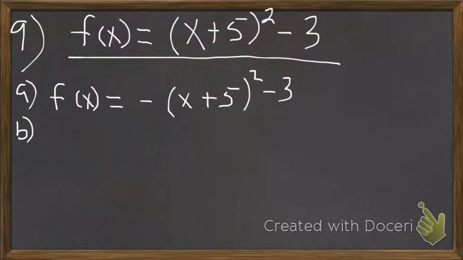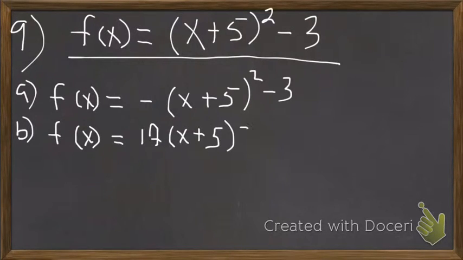Part B, to make this narrower, what we'd want is a vertical stretch factor. So we want our a value to be greater than 1. So let's be crazy and make it 17.